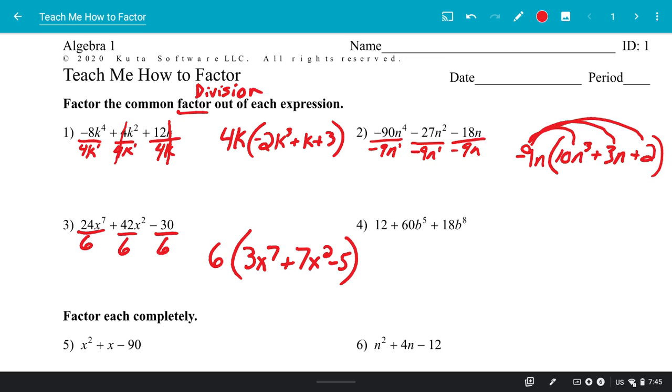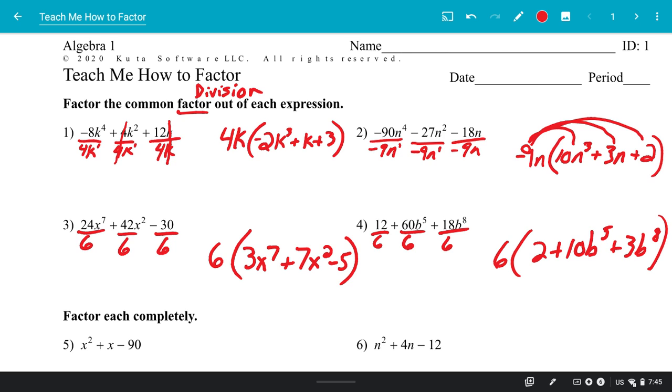Looking at number 4, what's the largest number I can pull out between 12, 60, and 18? Again, I believe that to be a 6. 12 divided by 6 is 2. 60 divided by 6 is 10. So plus 10, b to the 5th. And then 18 divided by 6 is 3, b to the 8th. And there is taking out my GCF. We'll be working with that more and more as we move forward.